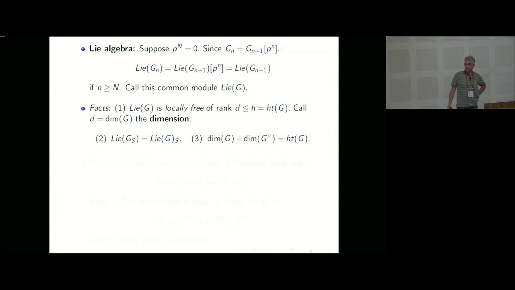That was the height of G, and this d is called the dimension. That's how you define the dimension of the p-divisible group. It behaves well with respect to base change. The Lie algebra of the base change of G is the base change of the Lie algebra. And the dimension of G plus the dimension of its Cartier dual always add up to the height of G.